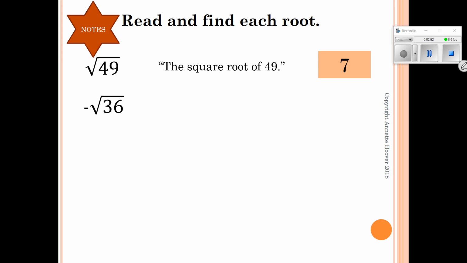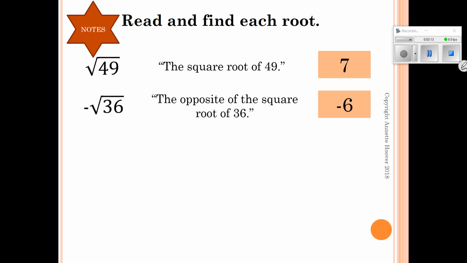The next one, because there's a negative sign outside of the radical sign, we would read this as the opposite of the square root of 36. So to evaluate it, we ask what number multiplies times itself to get 36, which of course is 6. But we want the opposite of that number, so that would be a negative 6 when evaluating it.